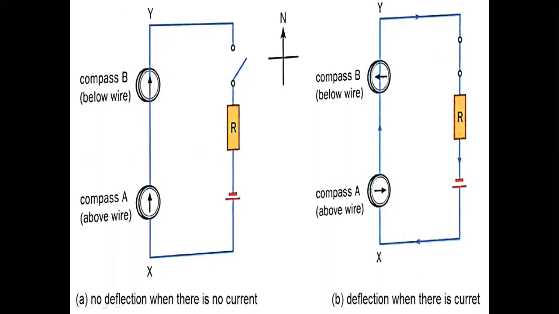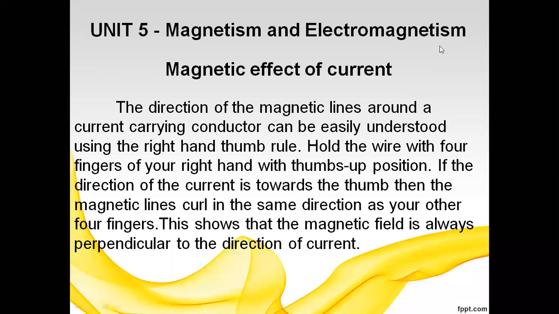In this experiment, we show that a current carrying conductor produces a magnetic field around it. The magnetic effect of current was first found by Hans Christian Ørsted, a Danish physicist. The direction of the magnetic lines around a current carrying conductor can be easily understood using the right hand thumb rule.